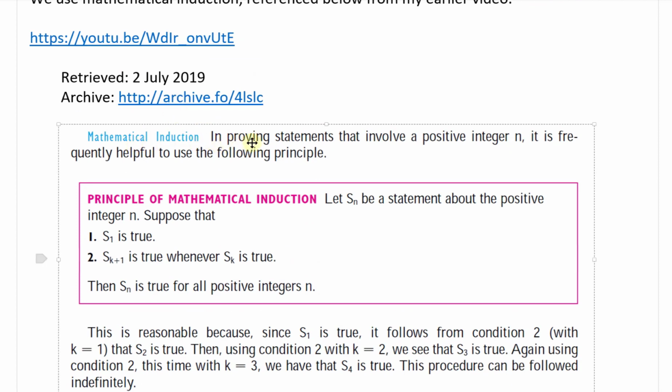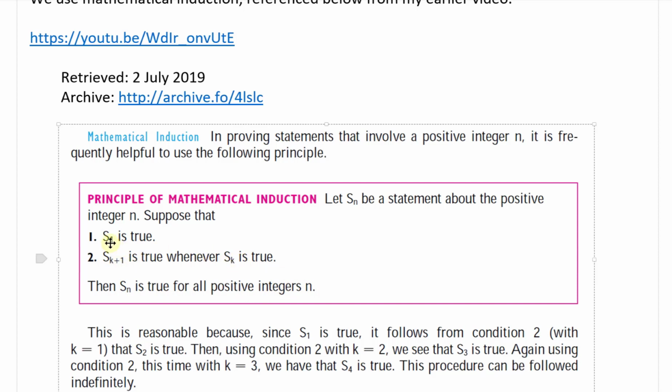So, mathematical induction. In proving statements that involve a positive integer n, it is frequently helpful to use the following principle. Principle of mathematical induction: let S sub n be a statement about the positive integer n. Suppose that S1 is true, and also that S sub k plus 1 is true whenever S sub k is true. Then S sub n is true for all positive integers n.